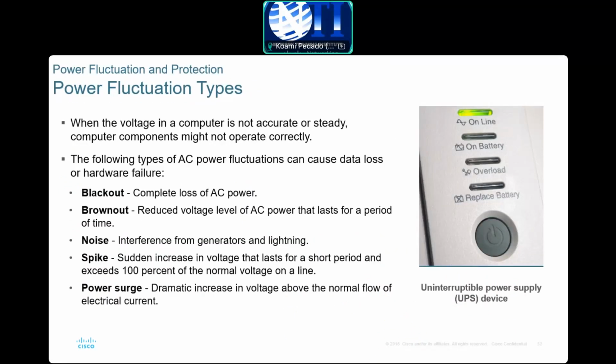And then we will talk about the power fluctuation that you see in here. With power fluctuation, when the voltage in the computer is not accurate or steady, computer components might not operate correctly. You might have what is called the blackout, which is the complete loss of the power. And then we have the brownout, which reduces the voltage level of AC power. The noise, yes, the noise.